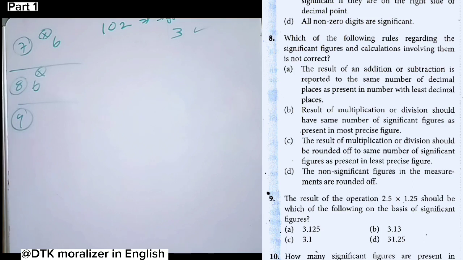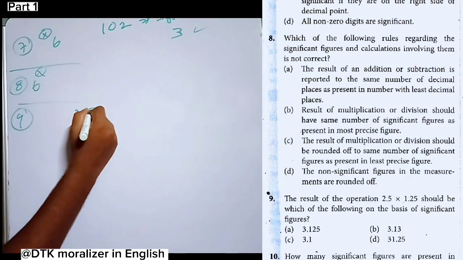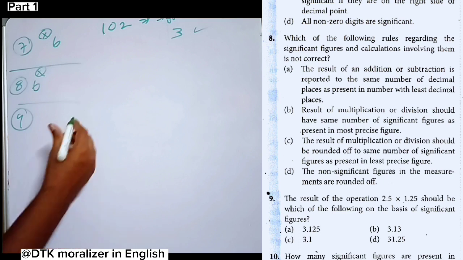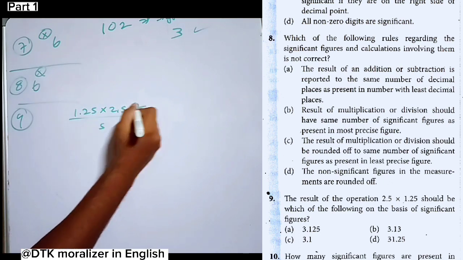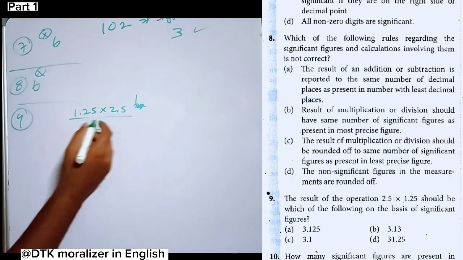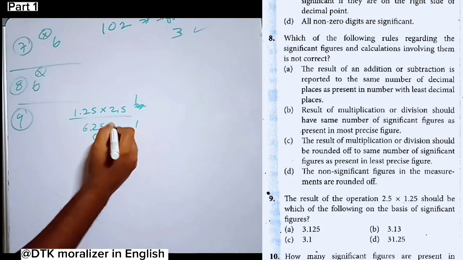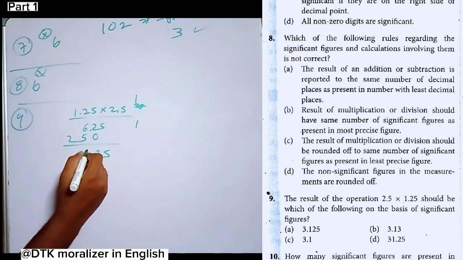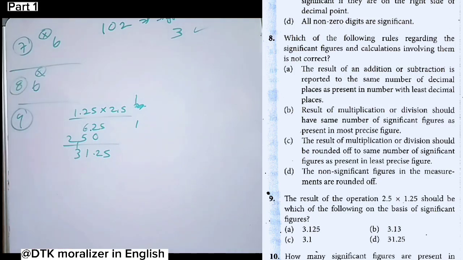Now question number 9. The result of operation of 2.5 into 1.25 should be which of the following on the basis of significant figures. So here, as you can see, 2.5 into 1.25. As you can multiply this one, the answer will be like, if any multiplication is wrong, please mention in comment. So here the rounding of the numbers would be to the least precise figure. So here 2.5, just like that. Here the answer would be like 3.1.